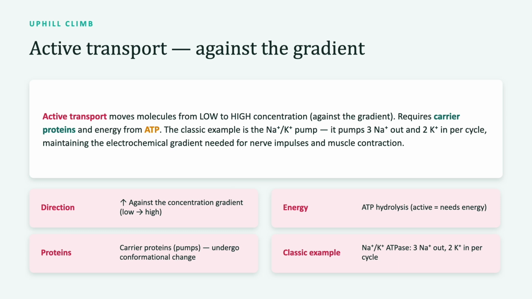It pumps three sodium ions out and two potassium ions in per cycle. This pump maintains the electrochemical gradient that your nerves and muscles depend on.